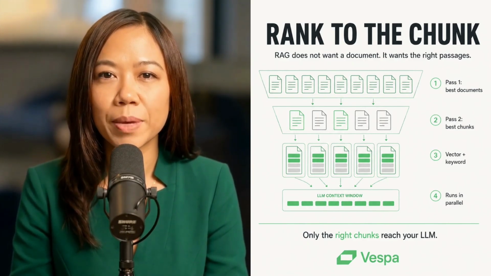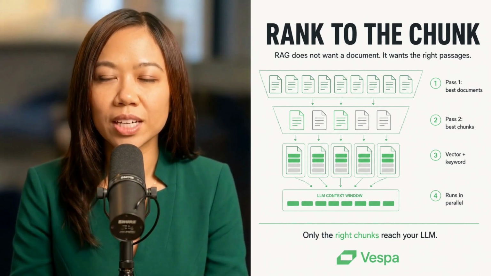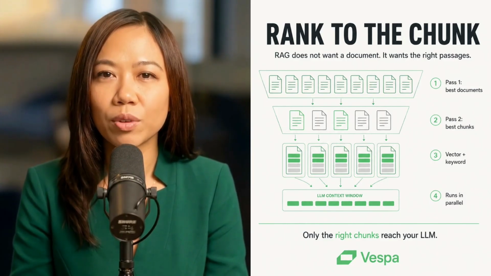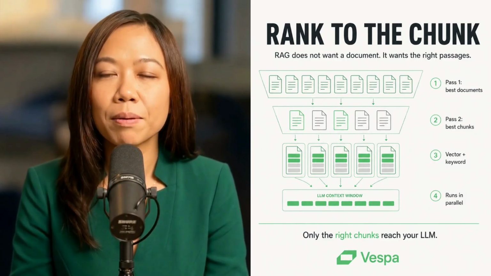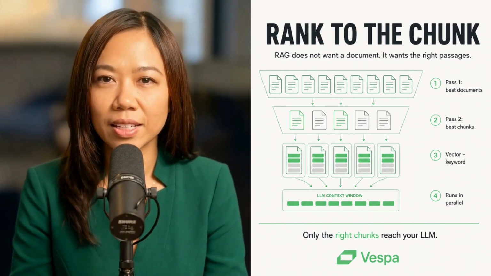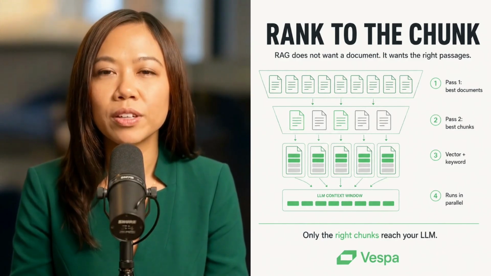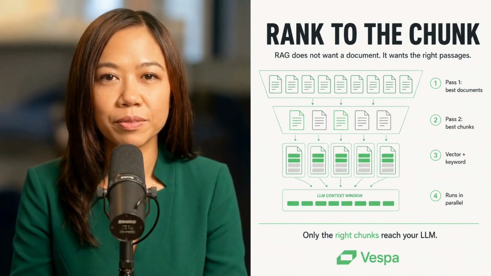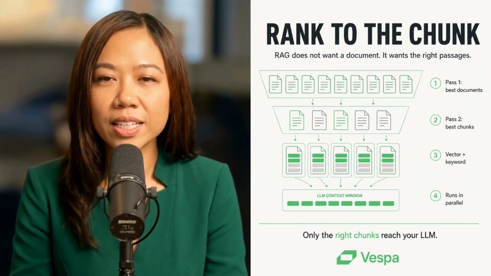First, Vespa finds the best candidate documents. Then, inside each document, it scores the individual chunks. Those chunk scores can use vector similarity, keyword relevance, metadata, freshness, business logic, or a blend of signals. And because the chunks live inside the document, Vespa can rank them with the full document context available. This is layered ranking, ranking to the chunk.